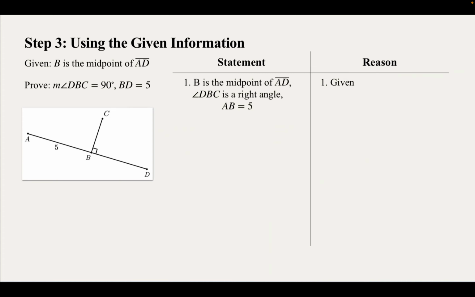Okay, now the next step is to look through each bit of information that's given and see what conclusion you can make from that. So our first statement is B is the midpoint of AD. What does that mean? That means that AB is congruent to BD. And why do I know that's true? By the definition of a midpoint.